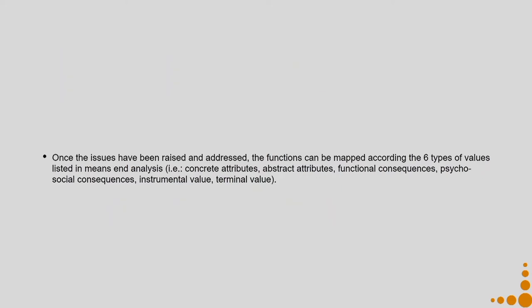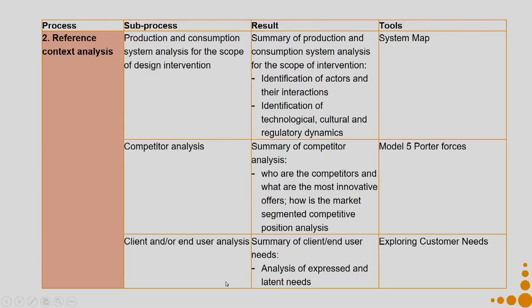Once that brainstorming is done, following the needs and function, you brainstorm on each and every question. Then you again go back to your 6 type values listed in means end analysis. So with all those keywords, you generate way more keywords than what you generated in the means end analysis. Your scope of thinking widens. And you again do the same process, but of course this will take way longer than the means end analysis. So once this is done, you are complete with the reference context analysis.